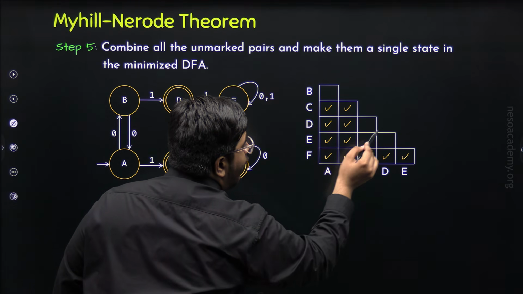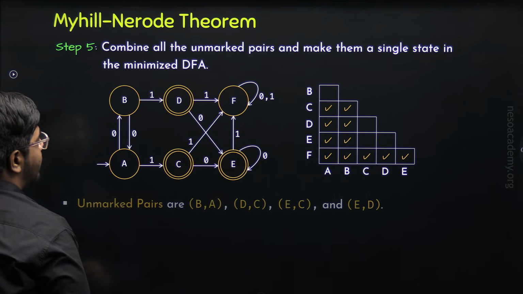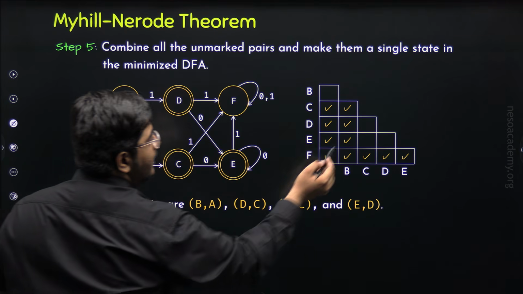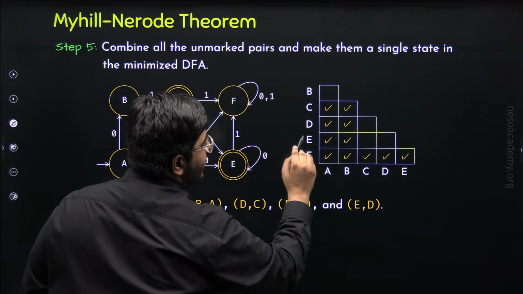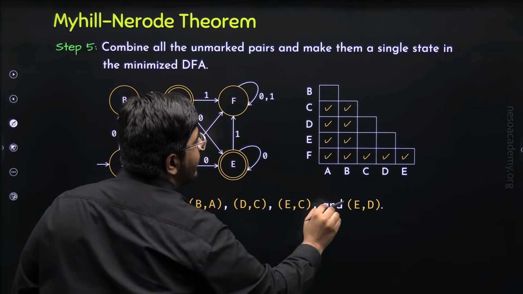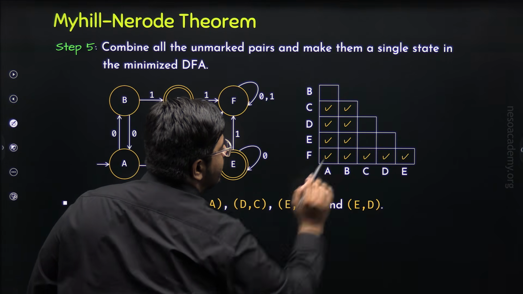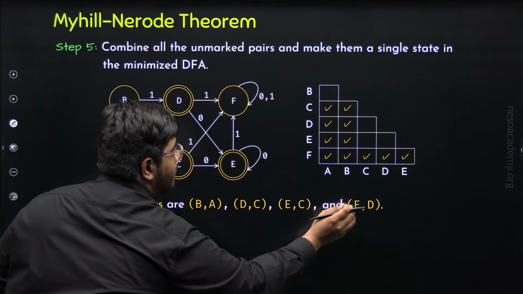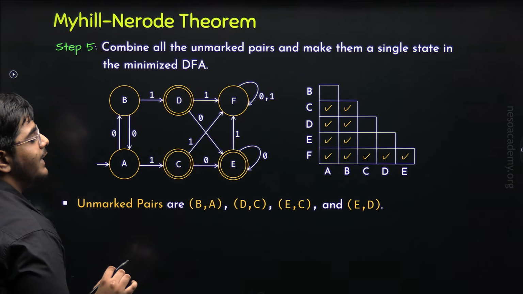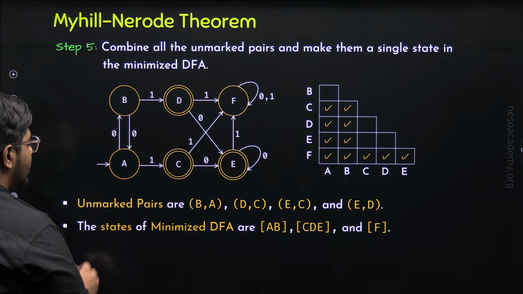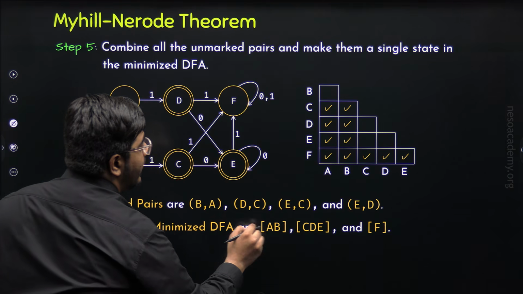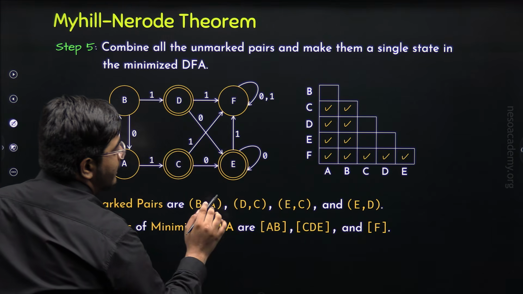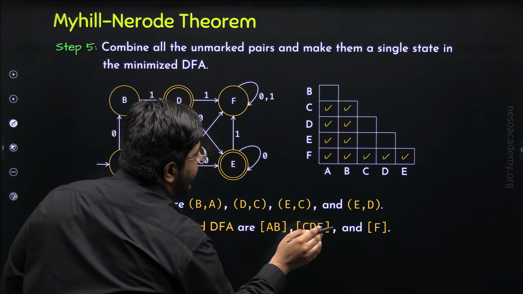These are the 4 unmarked pairs. So the unmarked pairs are B, A, this one, D, C, this one, E, C, this one, and E, D, this one. And we need to combine the states of these unmarked pairs to get the single state of our DFA. So the states of the minimized DFA are AB, because BA is combined together to form a single state which is AB. Now why are we getting CDE?